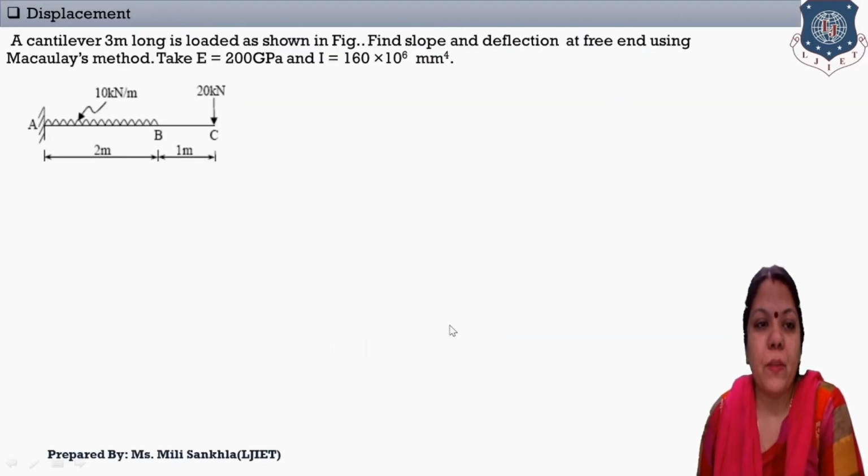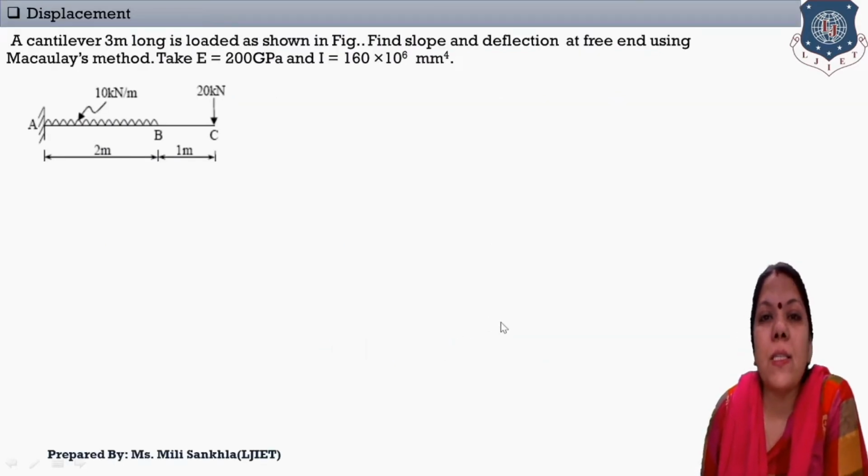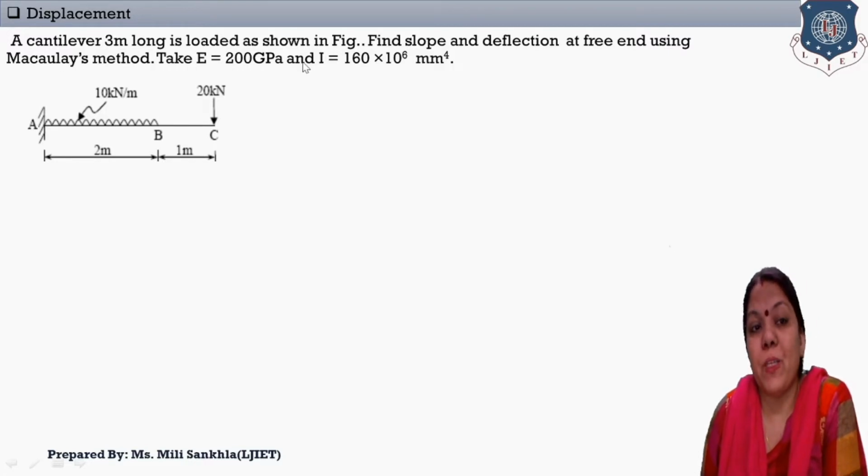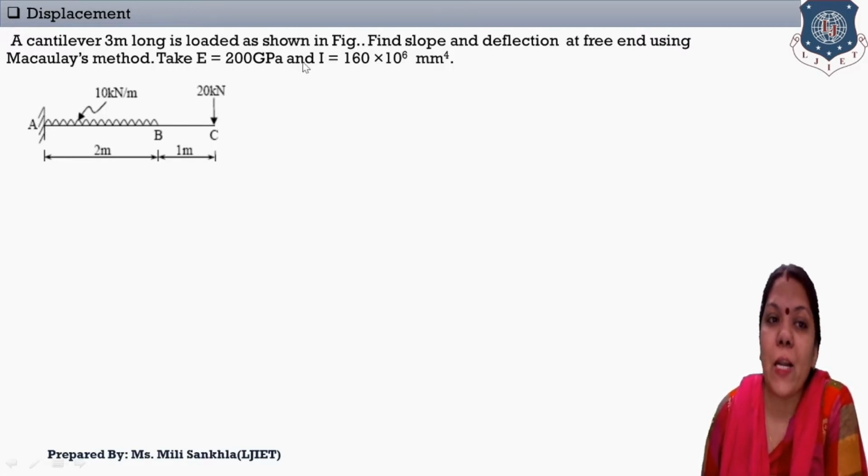Okay, now first of all, let's solve this example. We read the data properly. A cantilever beam of 3 meters span is loaded as shown in the figure. Find slope and deflection at the free end using Macaulay's method. This is the last example for the cantilever beam.